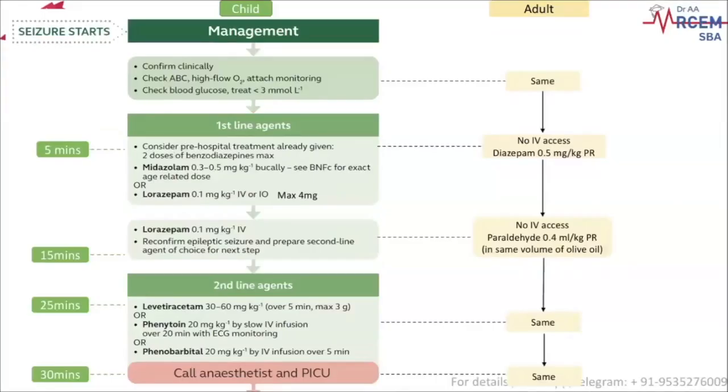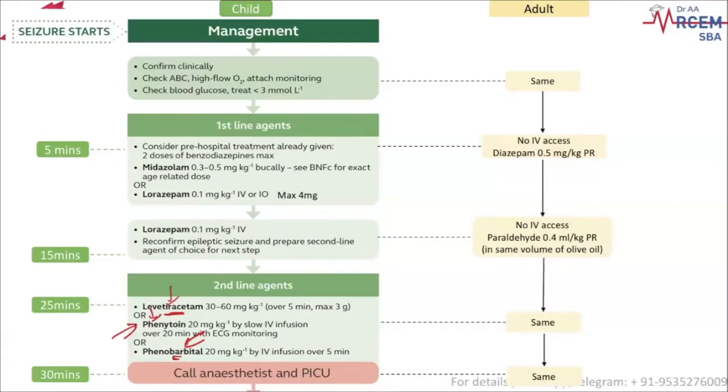For example, the patient might be on levetiracetam. So do not give levetiracetam itself, give another drug. If he's already on levetiracetam, give phenytoin. If he's already on phenobarbital, give either phenytoin or levetiracetam. Do not give phenytoin, do not give phenobarbital at all. You should give another drug from what the patient is already on.